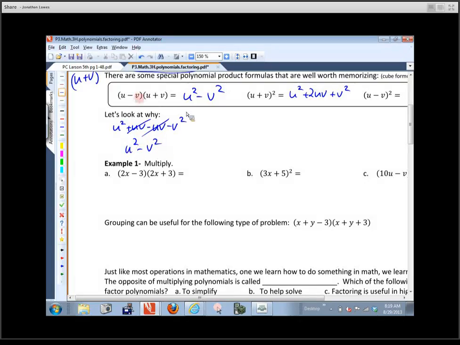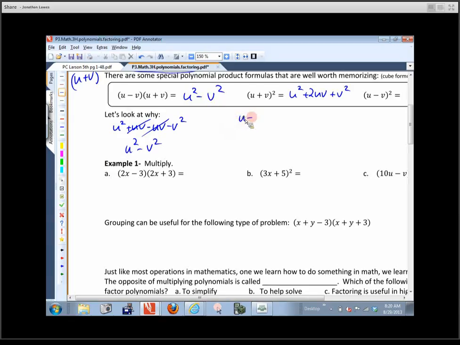Okay, this has a fancy name. Anybody know what this is called? This is called difference of squares, and we're going to see it again in just a second. Okay, so that's called the difference of squares. Difference of 2 squares. Here are the factors that it came from.